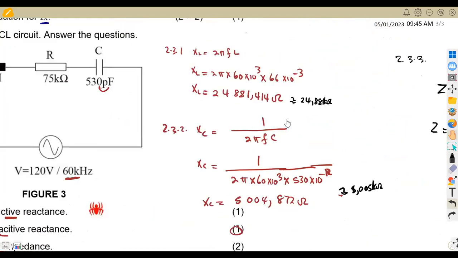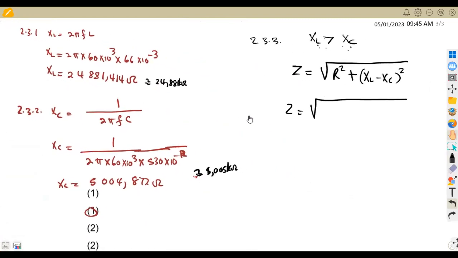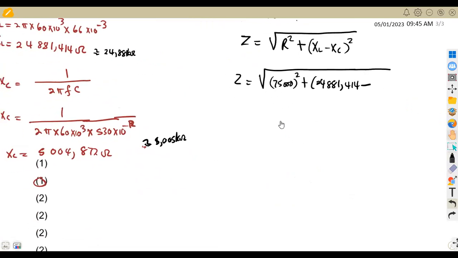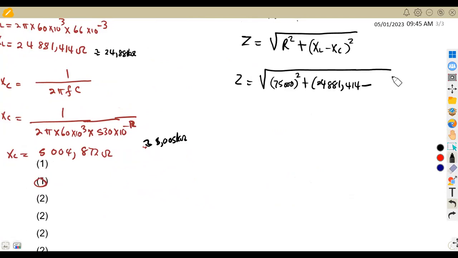Kilo, that's 1,000, so that's 75,000 ohms. So this is going to be 75,000 squared plus the difference between XL and XC. So our XL, remember, is 24,881,414. Then we subtract our XC. In this case, we got the value for XC, which was 5,004,872. So everything that we have, we square it.